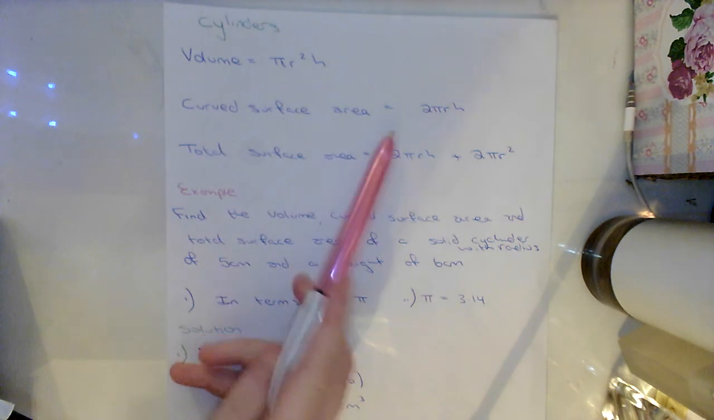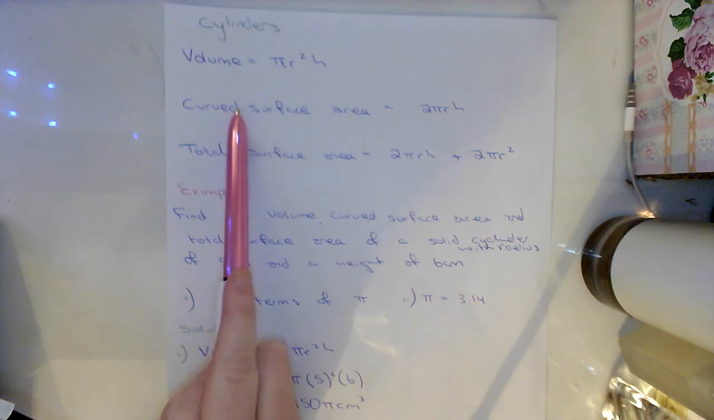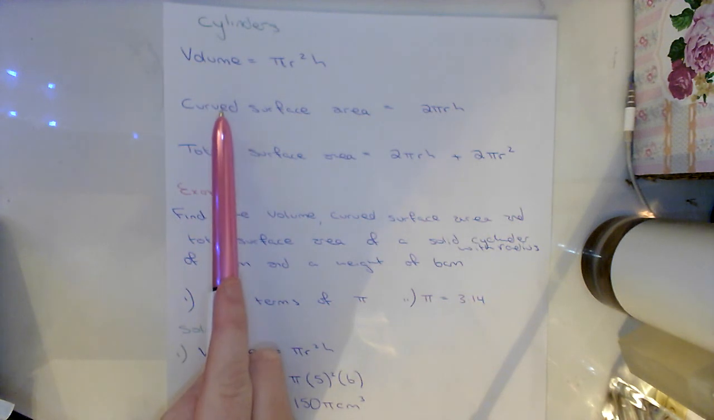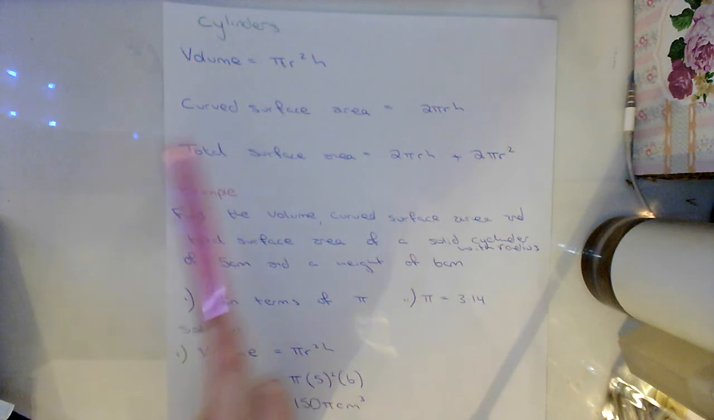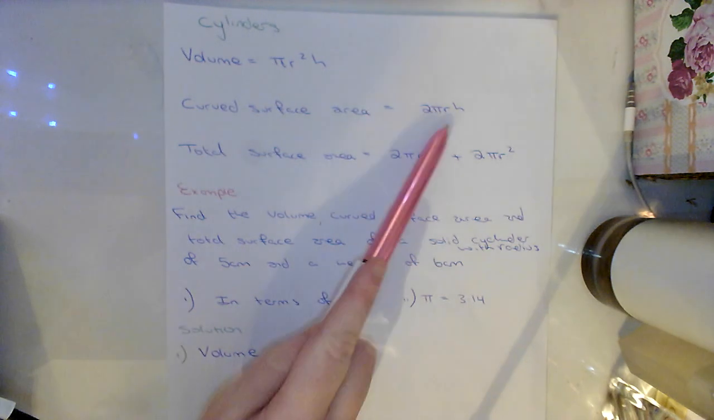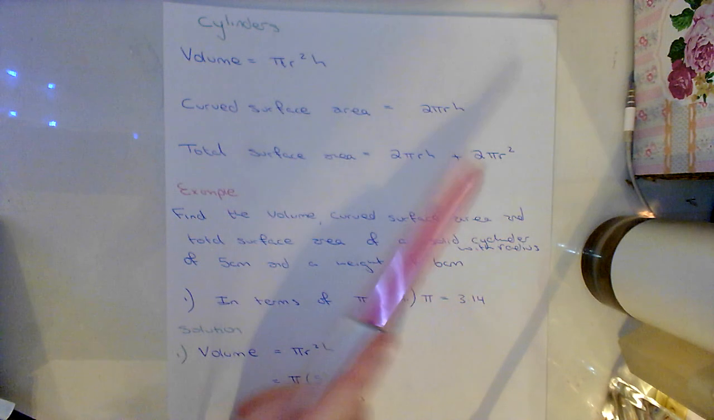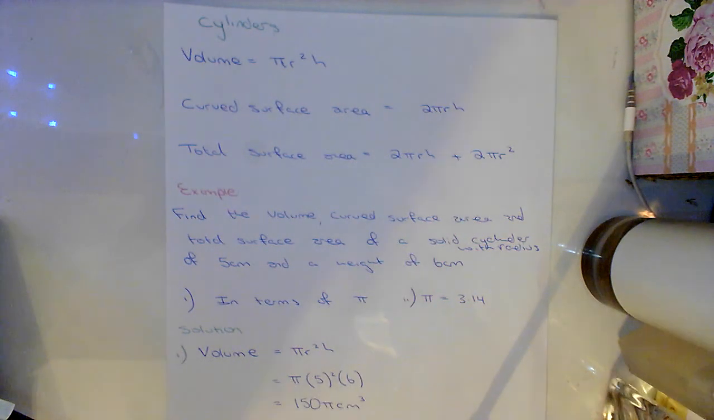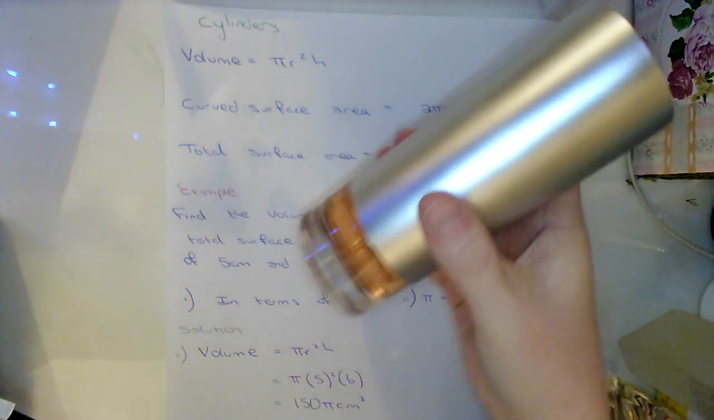Okay, the reason why, I'm just going to grab a bottle of perfume here. This here is a cylinder. Your curved surface area is just the round part of it. If it was folded out flat, it's all the curved surface area. Your curved surface area does not include the 2 circles at the top and the bottom of this here. So that's why your total surface area includes 2 pi r squared, because we know the area of a circle is pi r squared, and then we have 2 circles, top and bottom.